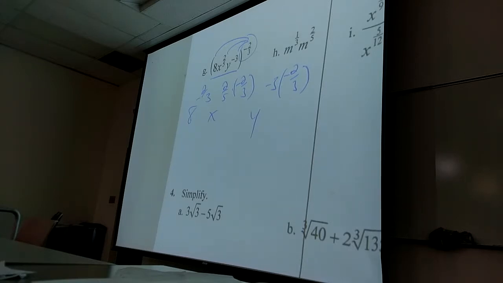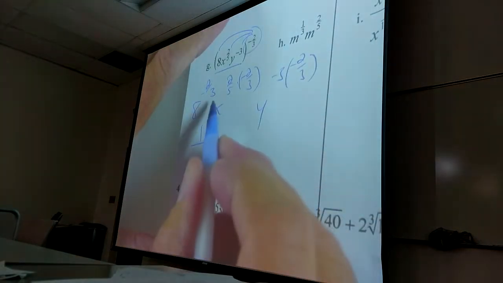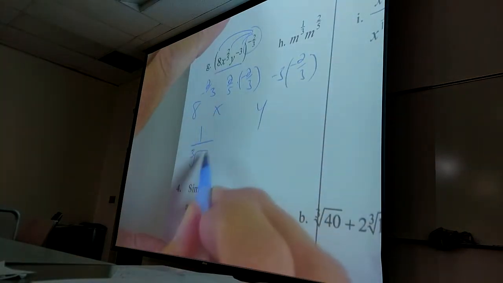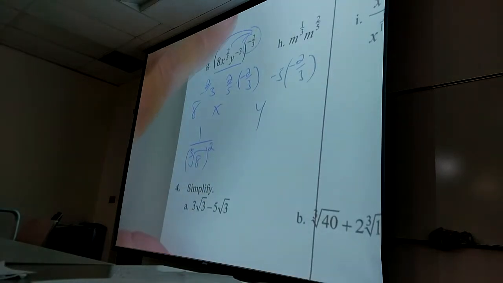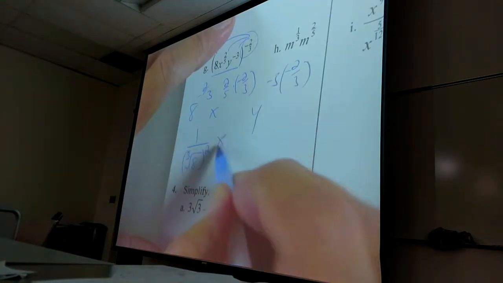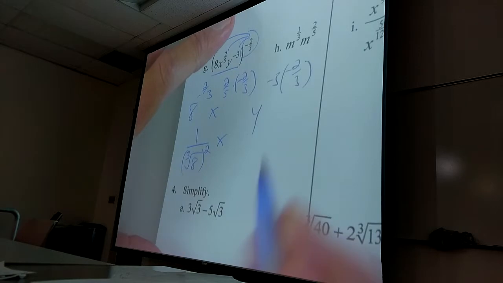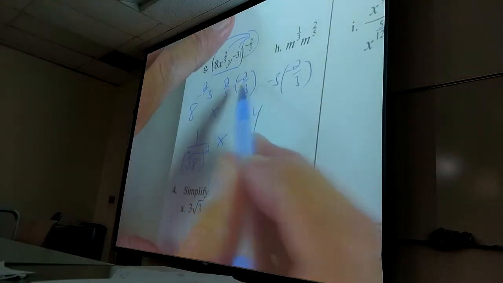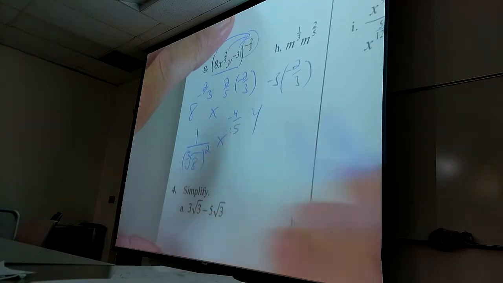The negative power means flip it. And what's the 3 mean? Cube root. Good. So that's how I can take care of that piece. What do I get here? X to the what? Negative 4 over 15.